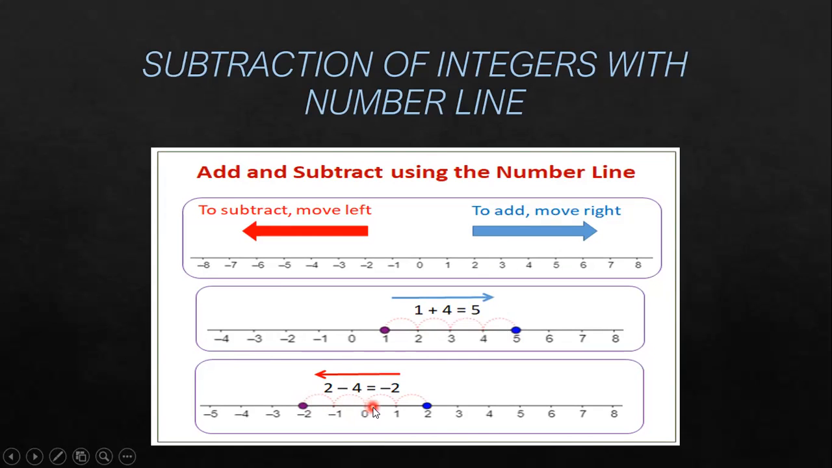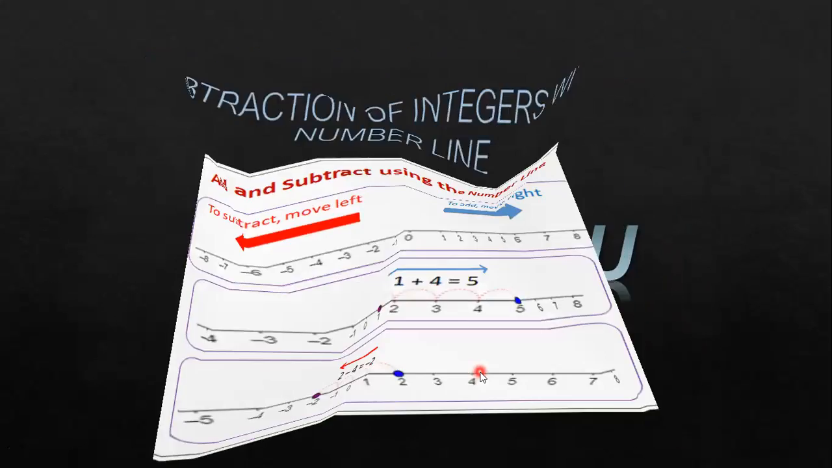Next, 2 minus 4. This is subtraction, how do you do it? First you should take 2. 2 is a positive number, so you take it from the right side. And again minus 4: 1, 2, 3, 4. So you will get the answer as -2. So this is the way you will subtract on the number line.